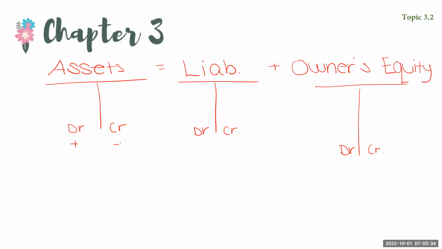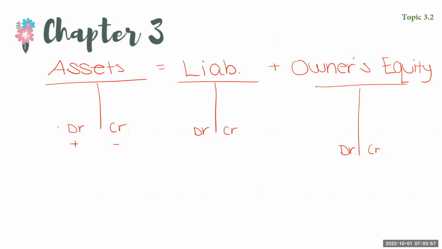Now this is set in stone. It's not going to change. If you ever want to increase an asset account, whether it's cash, AR, supplies, any asset account, you're going to put positive amounts on the left or debit side and negative amounts on the right or credit side. So that's not going to change.